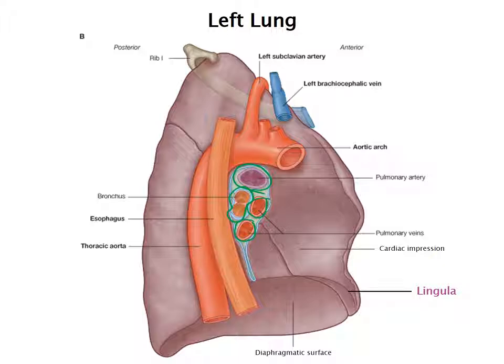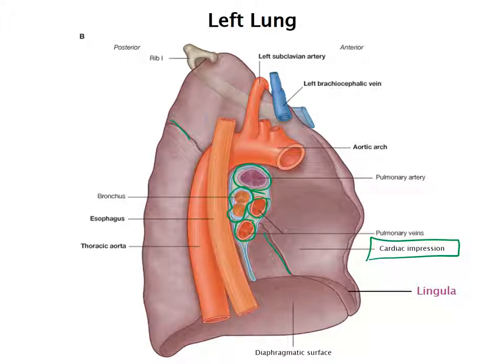The only difference with the left lung is that number one, it only has two lobes, and so it only has an oblique fissure. And secondly, it has this large cardiac impression, which is there to receive the heart. This impression accommodates mostly the left ventricle of the heart.